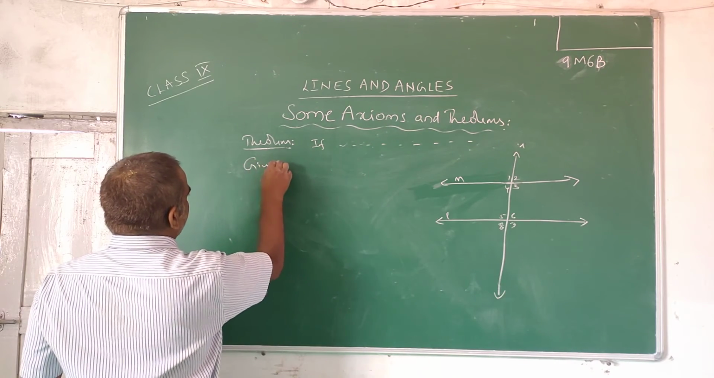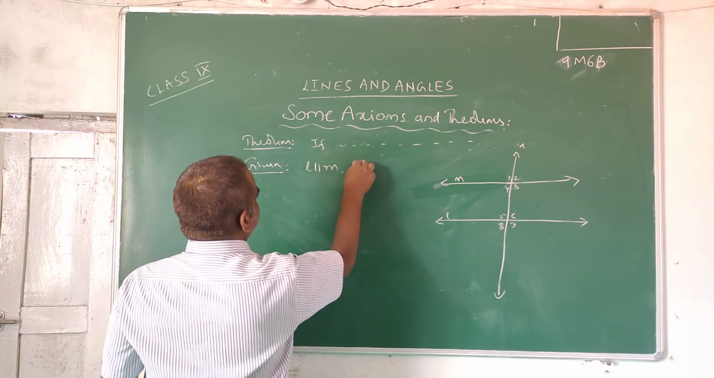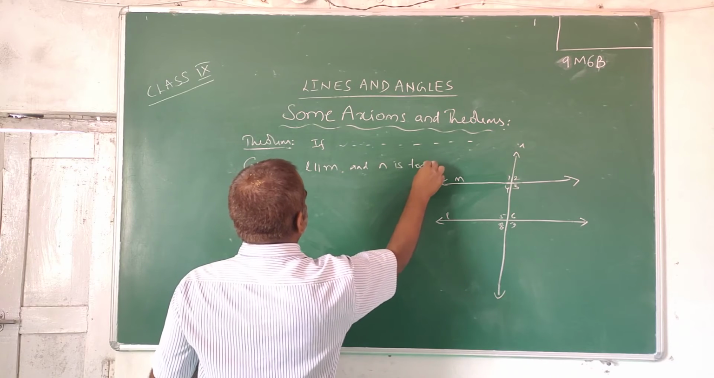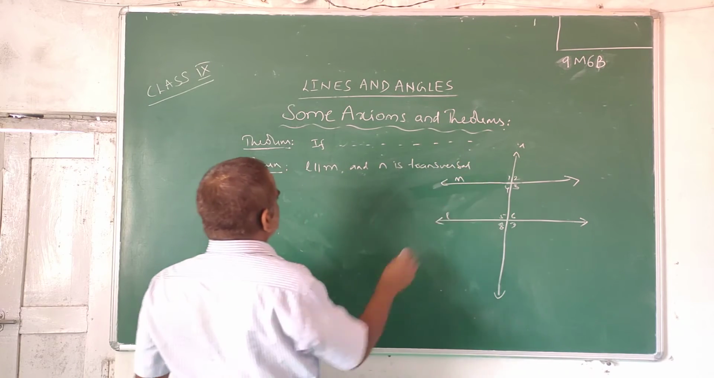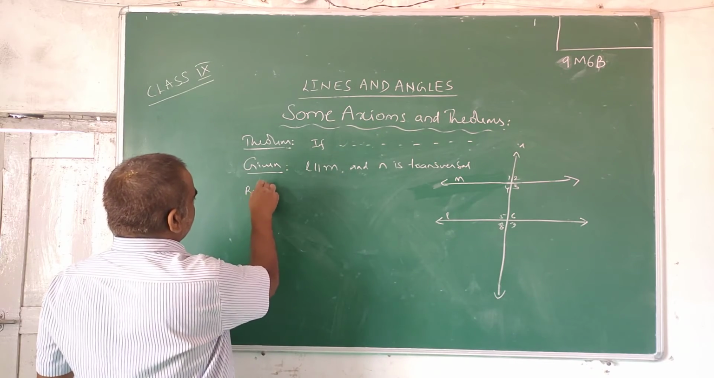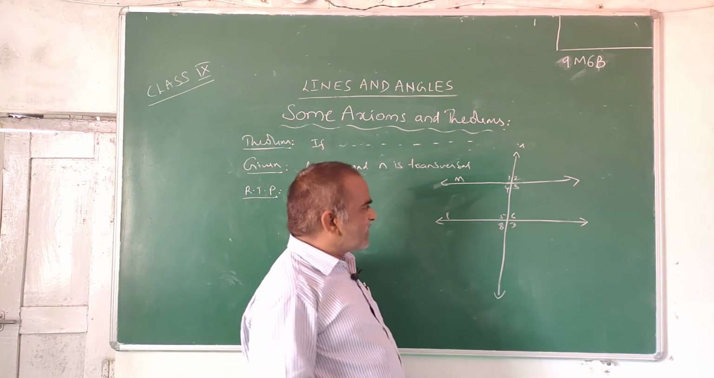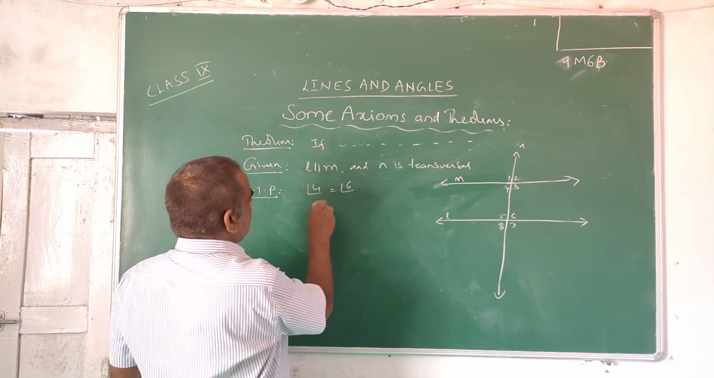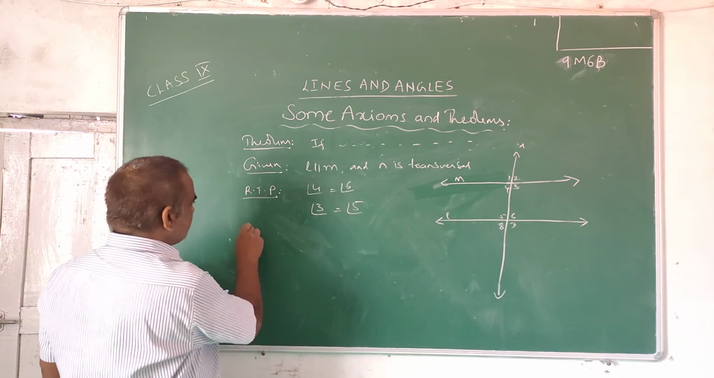So what is given? L is parallel to M and N is transversal. What is required to prove? The alternate interior angles are equal. Angle 4 is equal to angle 6. Angle 3 is equal to angle 5. This is required to prove. Now proof.